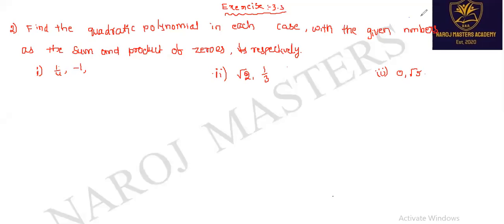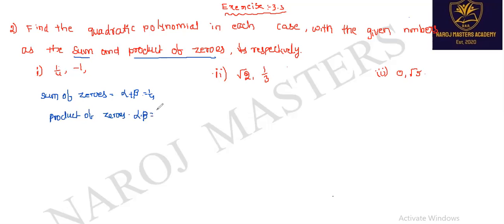In question number 2, look at the question. Find the quadratic polynomial in each case with the given numbers as the sum and product of the zeros respectively. So given numbers are sum of the zeros and product of the zeros. And we know the formula, that is for the sum of the zeros, sum of zeros is alpha plus beta. For the first problem that is 1 by 4, and product of zeros is alpha into beta, that equal to minus 1.